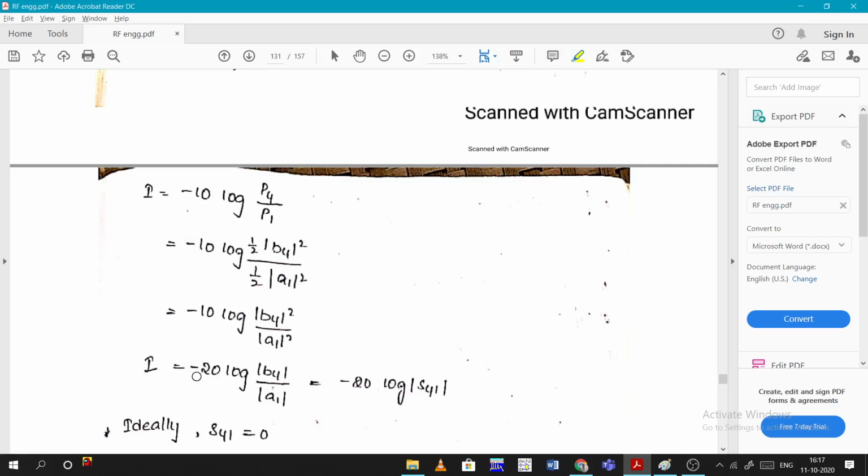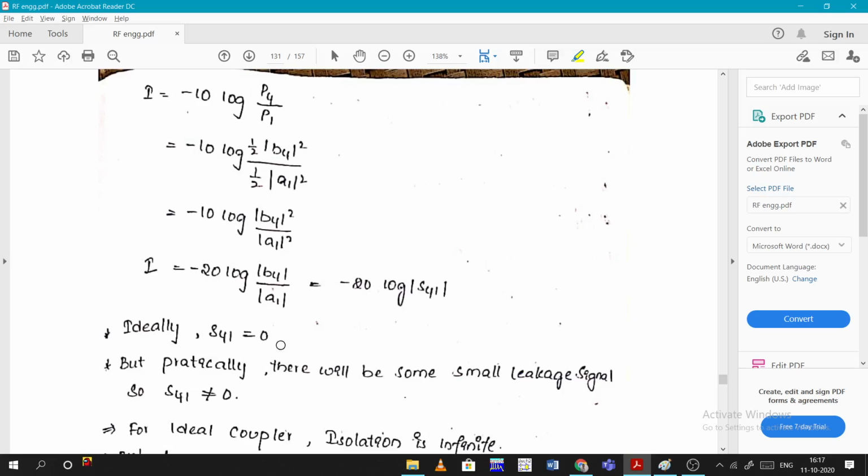Ideally S41 will be 0. But in practice there will be some leakage signal. So S41 is equal to 0. Why? Why is S41 0 ideally?